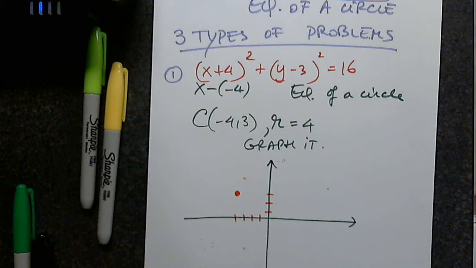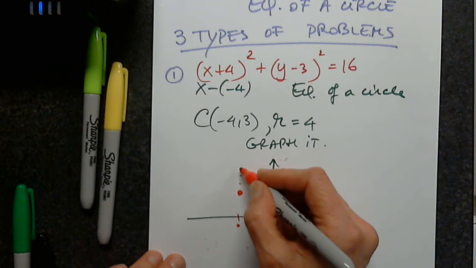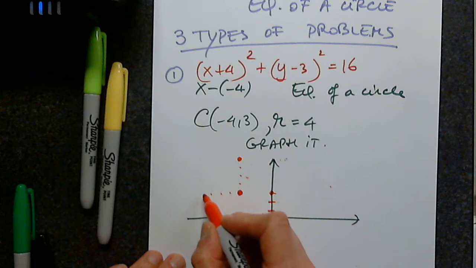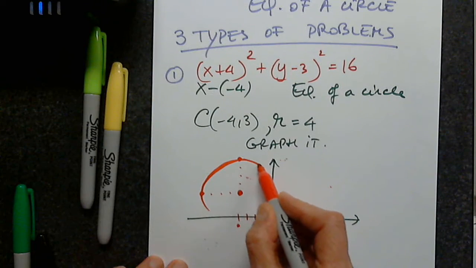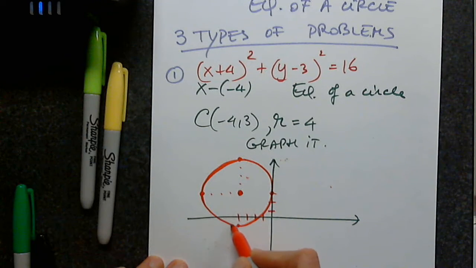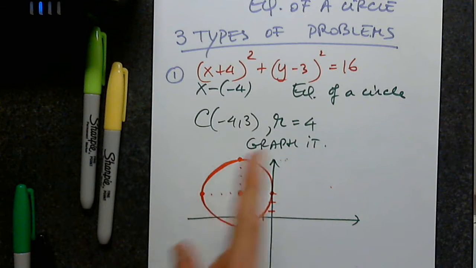If you'd like to watch for a second, I plot the center, and I measure 4 units this way, going west, north, east, and south, and create 4 points. 4 units away. Why? Because that's the radius. So here's 4. Here's 4. 1, 2, 3, 4. Here's 4. 1, 2, 3, 4. Of course, my circle is not going to be perfect, but you get the idea. This is the graph of the circle with a center -4, 3 and a radius of 4.